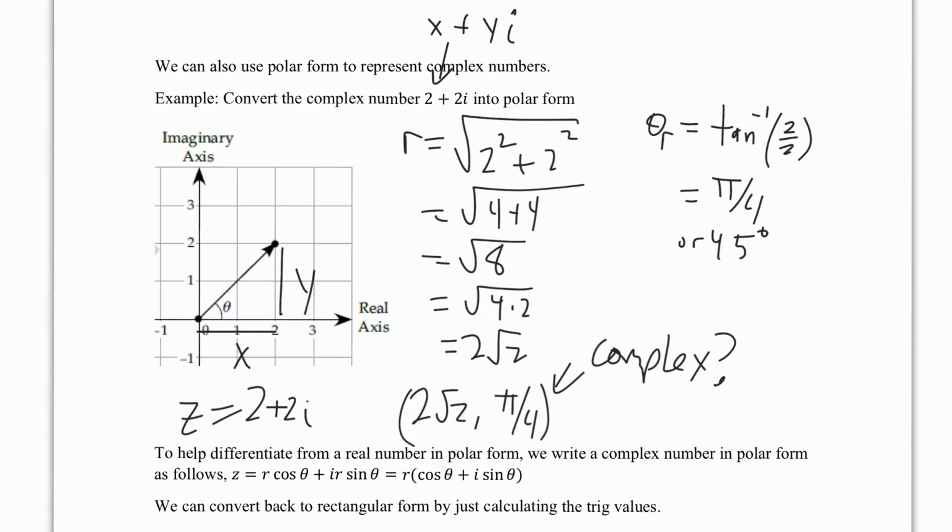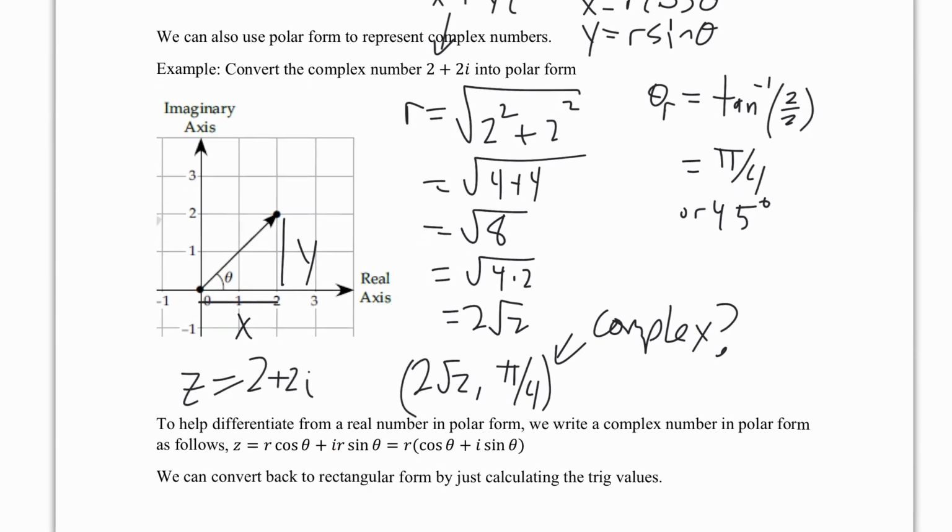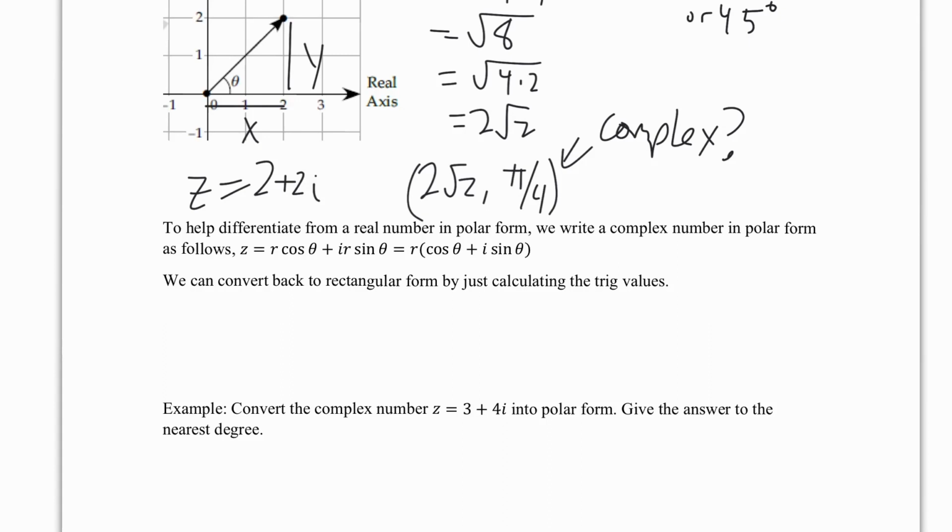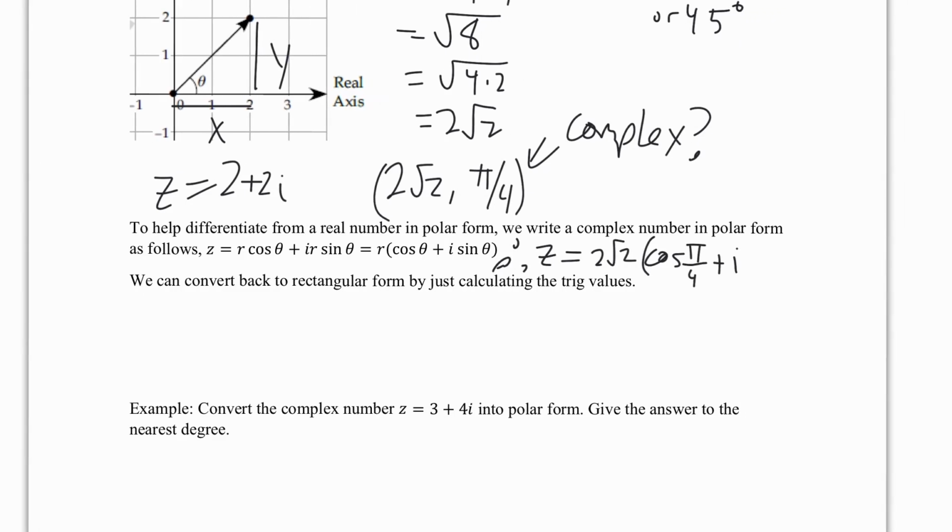So x, we found, is equal to r cos theta using our formula, because x is going to be r cos theta from the last page, and y is going to be r sine theta. So once we find r and theta, we write our x value as our r cos theta, and we write our y value as our r sine theta, but we put that i in there to make sure we know it's a complex number. So our example here, we would have z equals 2 root 2 for our r, and then cos pi by 4 plus i sine pi by 4.